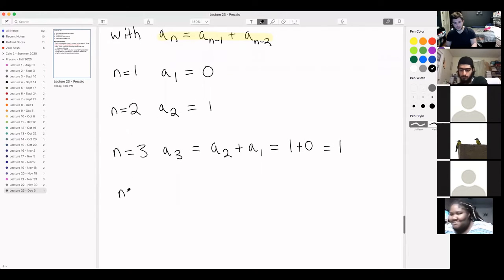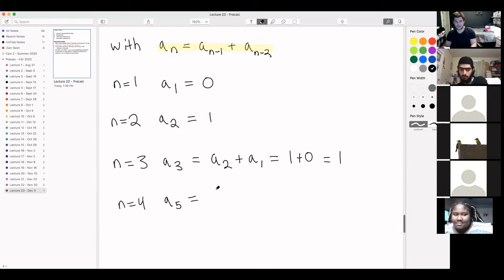All right, let's do another. n equals 4. This is A sub 4. The formula tells us I need to add together the two previous terms. Oh, sorry, I don't know why I wrote 5. A sub 4 is equal to the sum of the two previous terms, so it's A sub 3 plus A sub 2. A sub 3 is 1, and A sub 2 is 1, so this is 2.